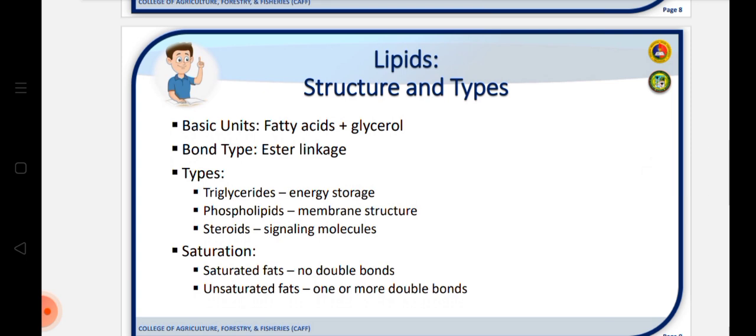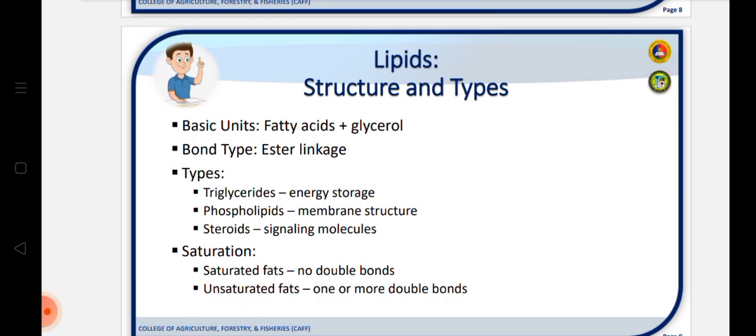Let's now turn our attention to lipids. Lipids are another essential class of biomolecules. While often associated with fats, lipids encompass a diverse group of compounds with critical roles in energy storage, insulation, and cellular architecture. Okay, so what are the basic units and bond type of lipids?